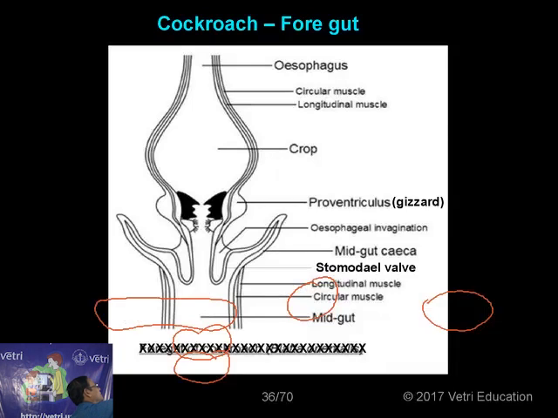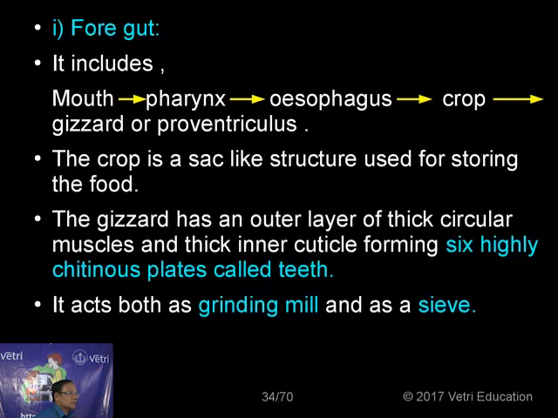I will give the notes; this is just the structure. The foregut, starting as I described through the diagram. The crop is a sac-like structure, and this is for storing food. What is the function of the crop? In the case of the honeybee, another insect, the nectar from the flower is converted into honey. The crop is concerned with the formation of honey, because the animal collects the sweet fluid called nectar from the flower, the nectar gets converted into honey in the crop, and it is stored there. Otherwise, the food is stored. It is a storage part, not for digestion.